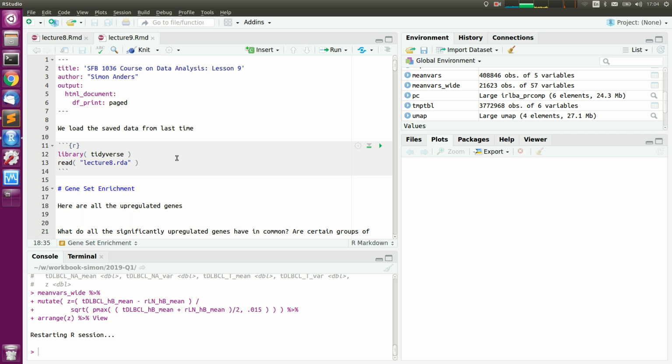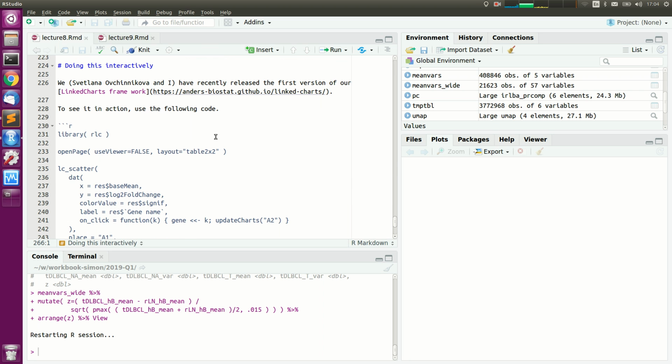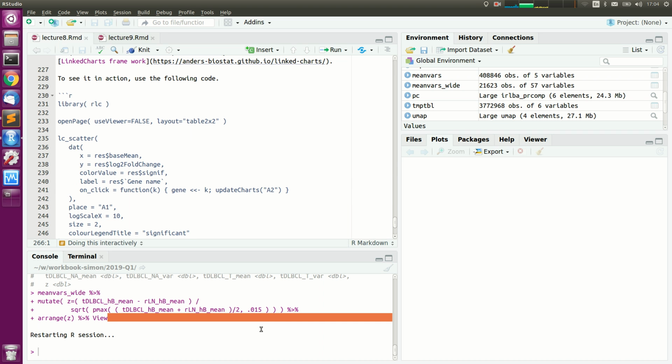We did RNA-seq data analysis. We looked through all this stuff and looked at our data and looked at our differentially expressed data. And maybe if it works, I quickly pull up this app that we had in the end. So I saved all the data that we had last time in one big file.